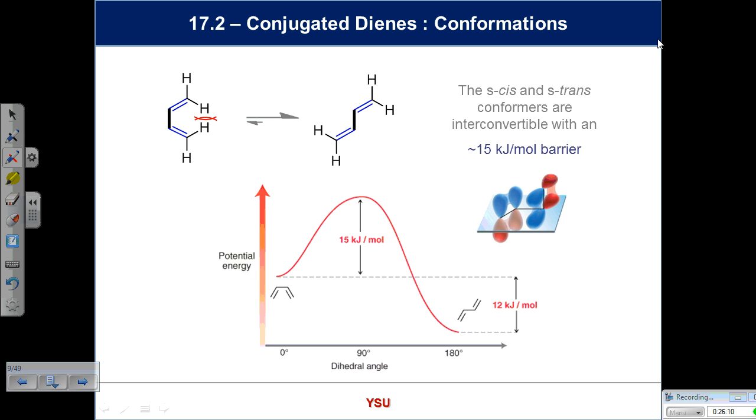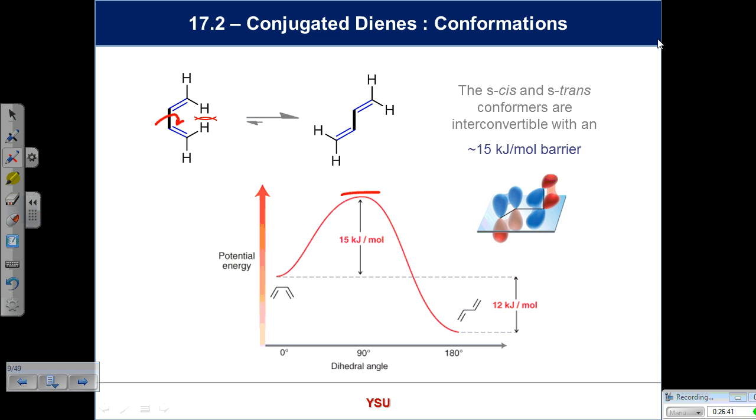Right, here's some evidence. Here are some numbers for the engineers. Show me the data. Where is it? Well, there's a graph. And what it's showing you is that there is a significant barrier to rotation. When you think about a single bond, the barrier to rotation is much lower than that. It's 3, 4, 5, 6 kilojoules per mole. Now it's 15. In other words, rotation around this bond costs you quite a bit of energy.